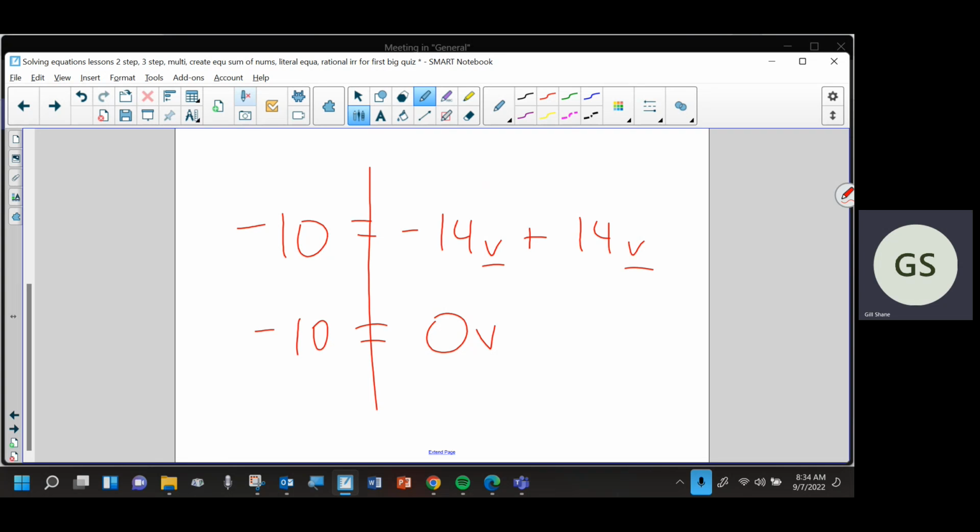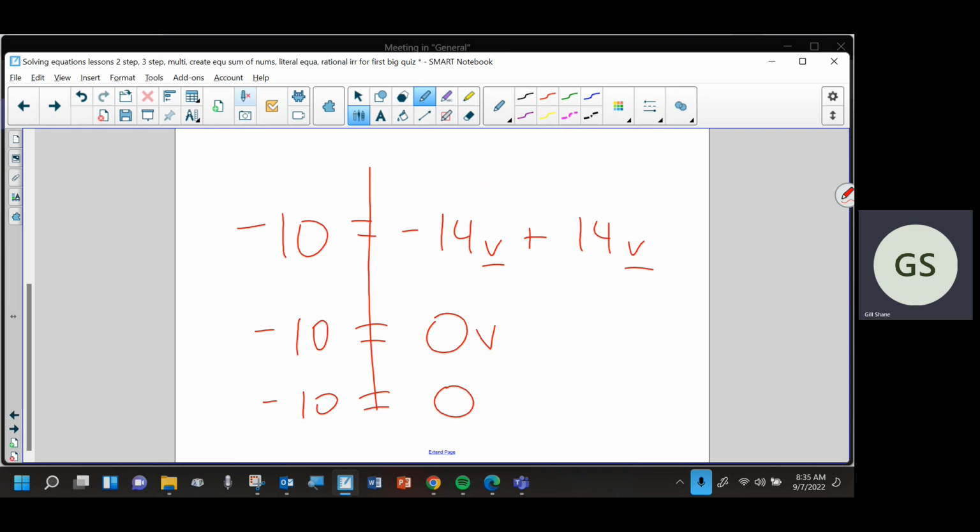What's 0 times any number? What's 0 times 1? 0. What's 0 times 4? 0. What's 0 times a million? 0. So what's 0 times v? Still 0. I don't care what number this is. It is a missing number, but it doesn't even matter what number it is. 0 times any number is going to wind up being 0. So I can go ahead and write 0 there. So my variables went away. They're gone. Again, it's a weird exception situation, and it means something very specific.